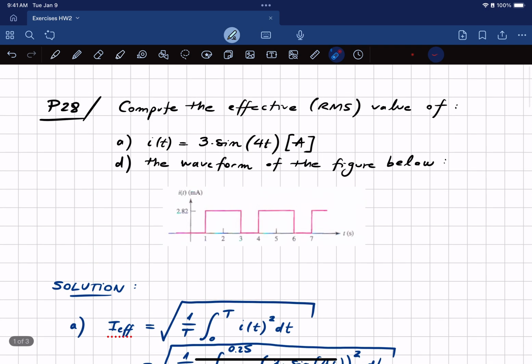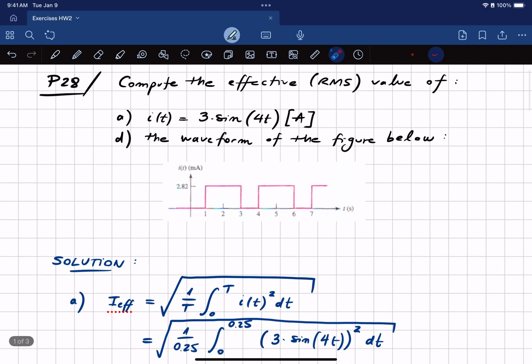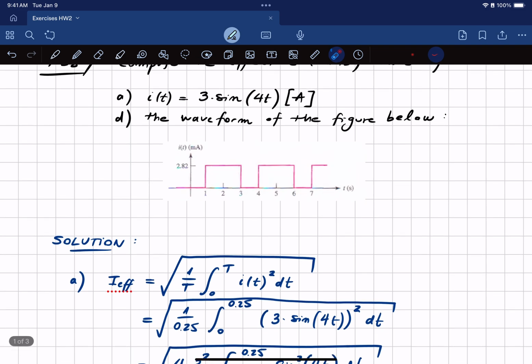Okay, now let's move on to a more developed problem, which is part D. What is happening here? Calculate the effective value of this signal, which is not sinusoidal or a multiplication or sum of different sinusoidals. So we need to identify what's the period of this signal. We know that it's constant. From 0 to 1, it's constant equal to 0. Then from 1 to 3, it's constant equal to 3, and that's basically 1 period, right?